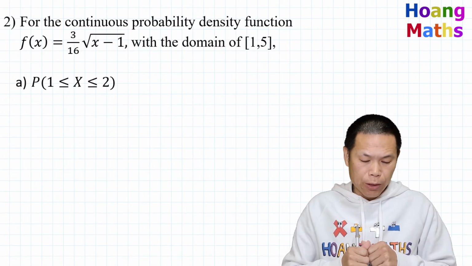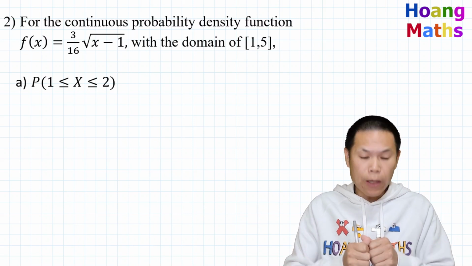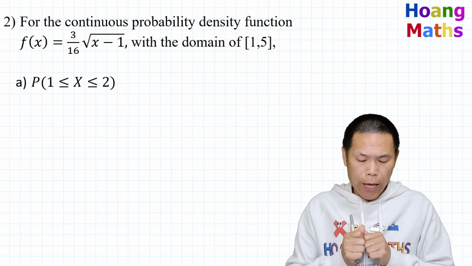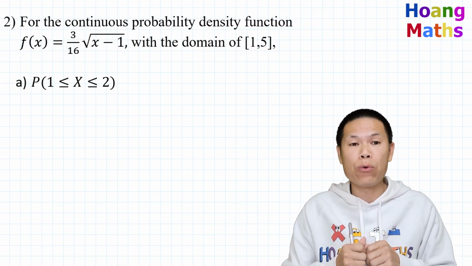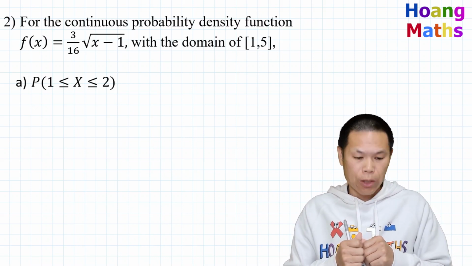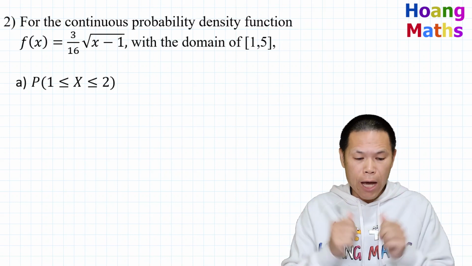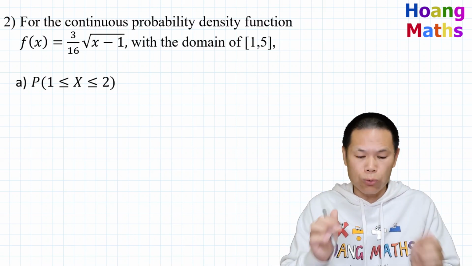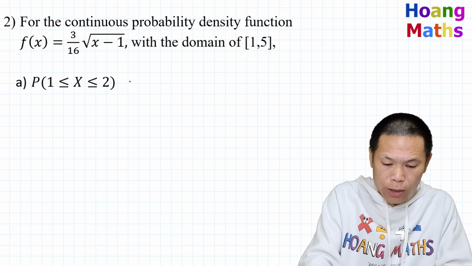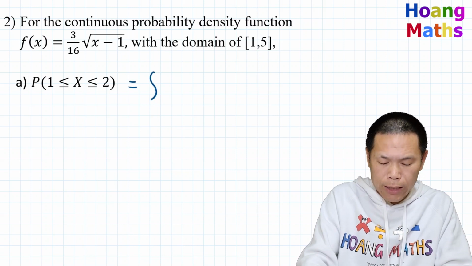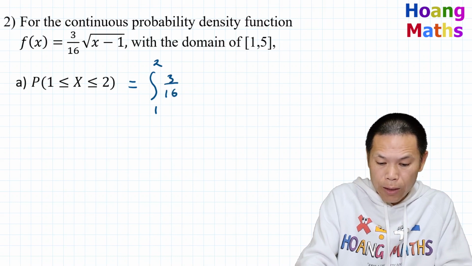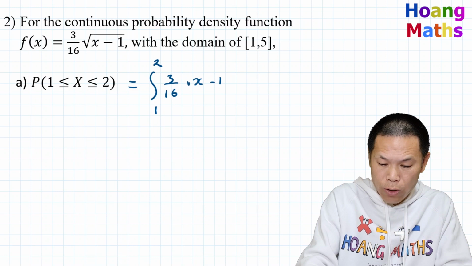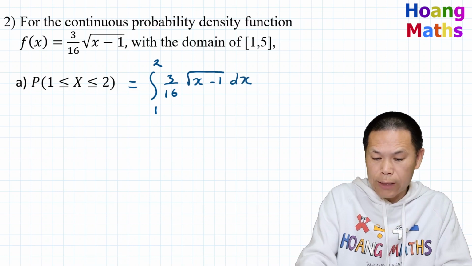Second one. We need to find the probability from 1 to 2, and the function is 3 over 16 times the square root of x minus 1. We just need to find the area under the curve from 1 to 2. That's what that meant. So that is equal to the integral from 1 to 2 of 3 over 16 times the square root of x minus 1, with respect to x, of course.